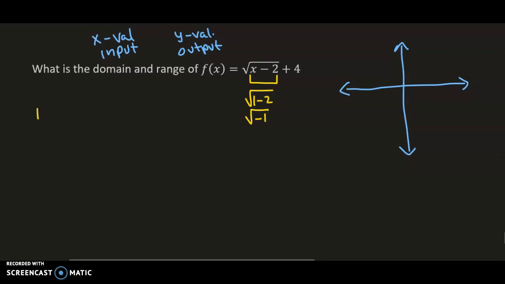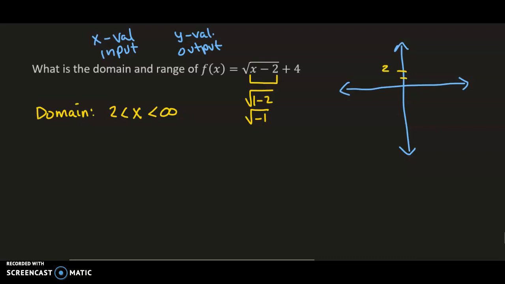Right? So your domain is x has to be greater than or equal to 2. So we say x is greater than or equal to 2 and less than infinity. So we say its domain is from 2 to infinity. We'll draw the picture in a minute.